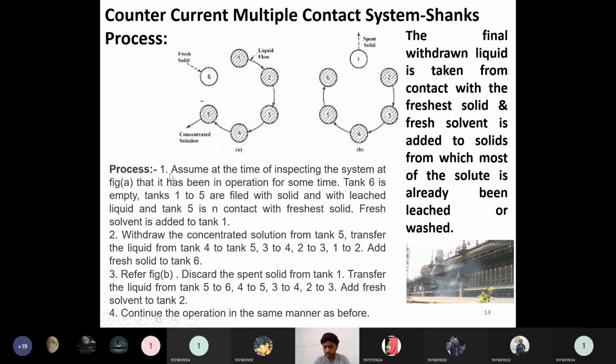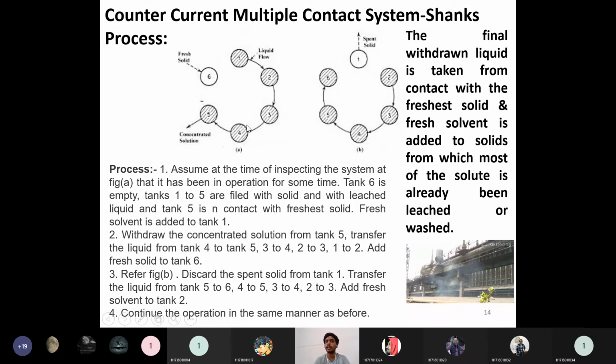Here the process I have given clearly. Assume at the time of inspecting the system at figure A, it has been in operation for some time. So this is already in operation, not a starting point or a shutdown of the plant. Then tank 6 is empty. Tank 1 to 5 are filled with solid and with leached liquid. So the liquid, the solvent, is also filled, and at the same time solids are also filled.